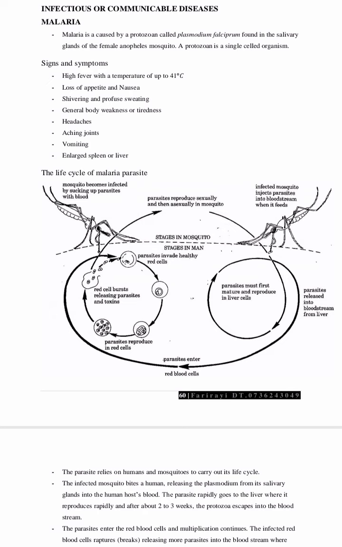Okay, so the causative agent is a protozoa, and its name is Plasmodium. And this Plasmodium is found in a female Anopheles mosquito. The signs and symptoms are not limited to these ones. There's fever, loss of appetite, headache, vomiting. There are quite a lot. You just need to master them as well.